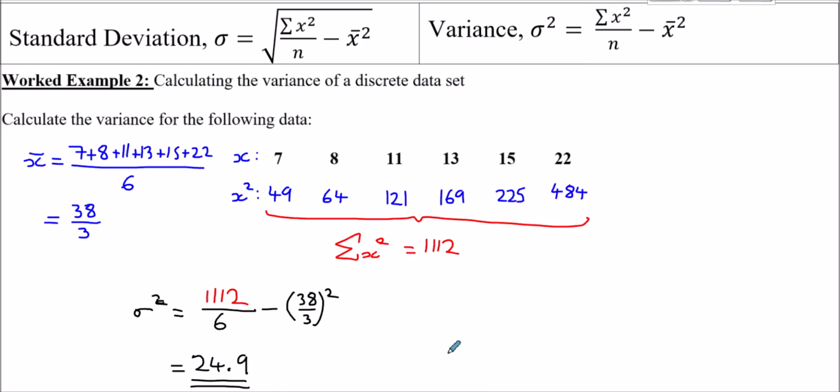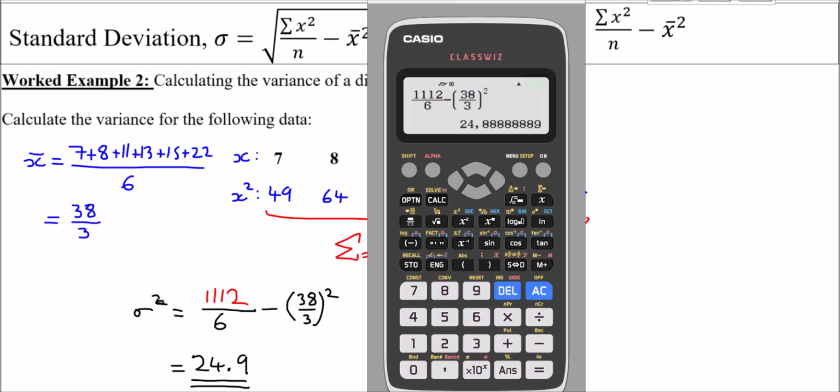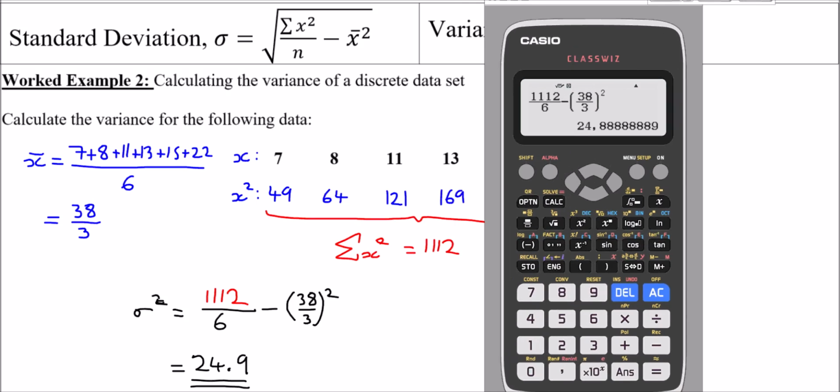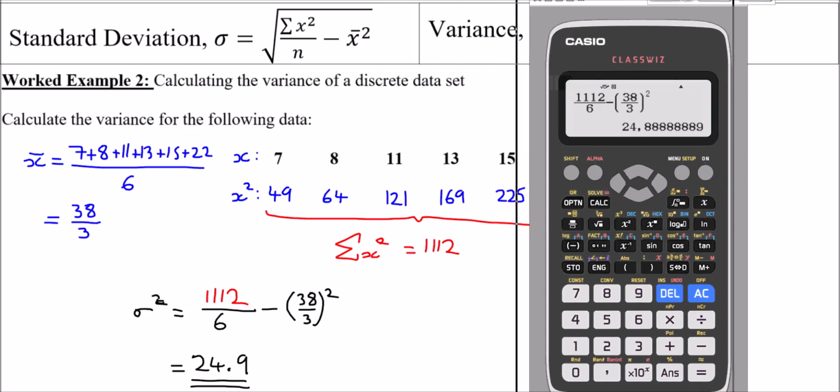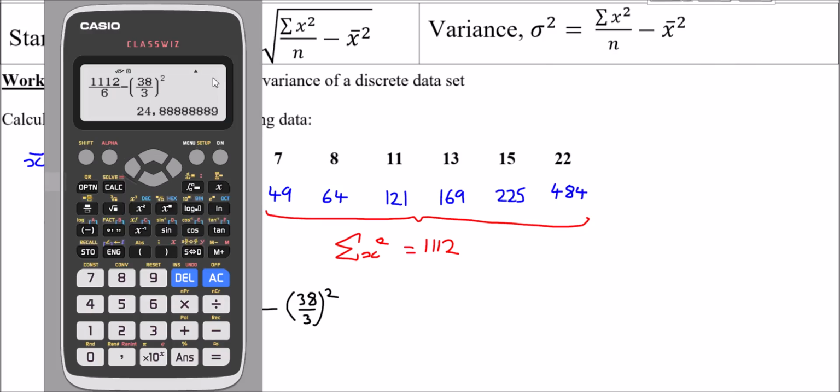I'm now going to show you how you can work this out using the Class Wiz, which is much more powerful. So we get these data points here. Go to the side actually, so I'm not hiding any data points. So we press menu, option 6, one variable calculation, and type in the values. So we have 7 equals, 8, press equals, 11. After each one, you just press equals to enter it. 13, 15, 22, press equals, then AC to clear.